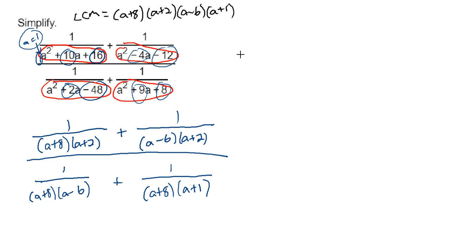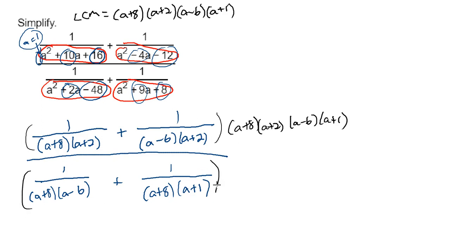So there's my LCM. That's the thing that I want to multiply to the top and bottom of this big fraction. So I'm going to multiply, it's a lot to write out, but a plus 8 times a plus 2 times a minus 6 times a plus 1. Multiply that to the top. And I'm going to multiply the same thing to the bottom. A plus 8, a plus 2, a minus 6, a plus 1. And it's already starting to get laggy on me here.